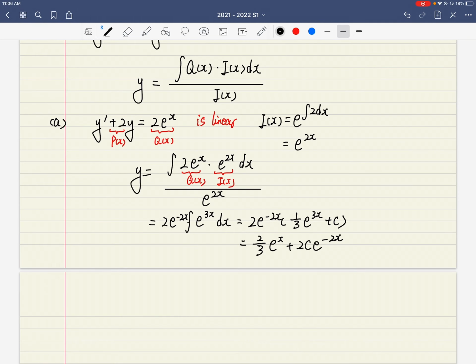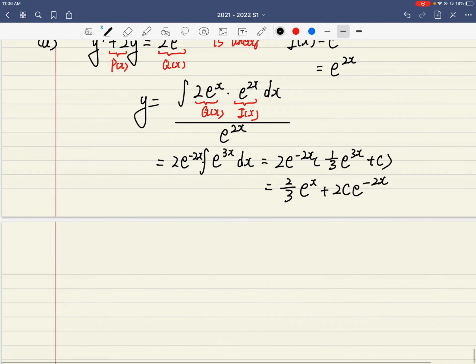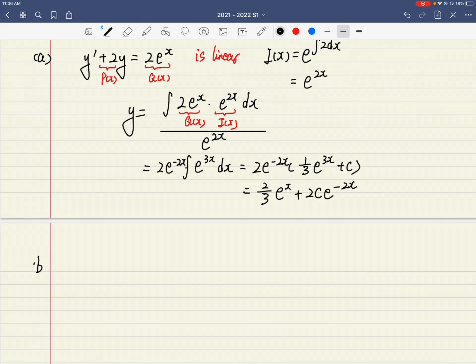So you can see it's very convenient, this formula. As long as the ODE is linear, you can immediately apply this formula and just do an integration, you'll get the answer. Okay. But of course, first you have to make sure the ODE is linear before you do this.